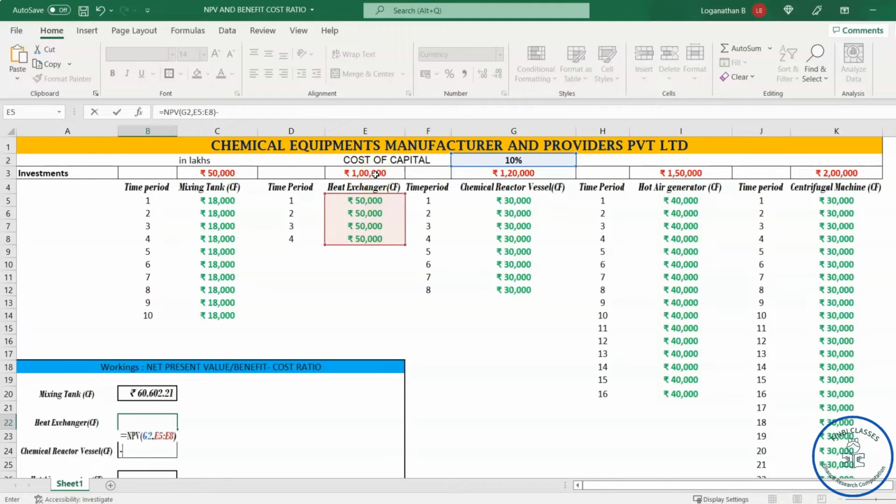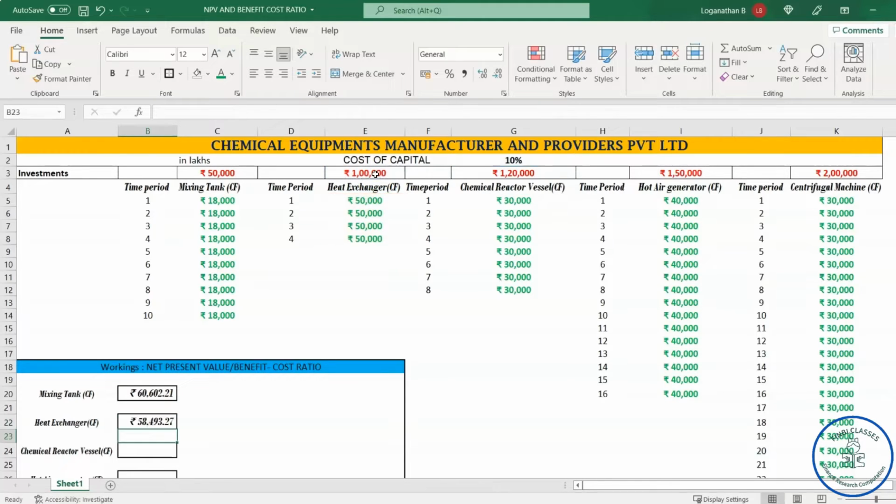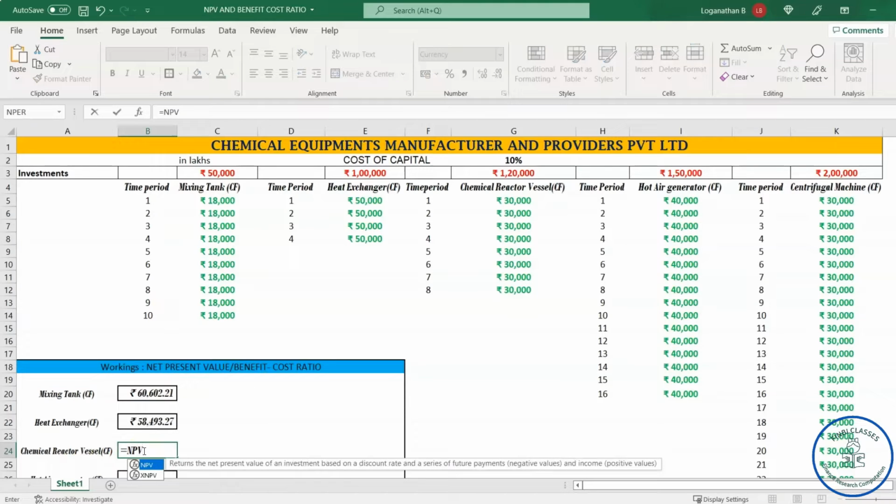The cash outflow is 1 lakh. So enter. So we'll be getting the NPV as positive, which is 58,493. In a similar way, we go for the chemical reactor vessel, equal to NPV, tab key, and the rate is 10%, comma, and the cash inflow for this is 30,000, and the time period is 8 years.